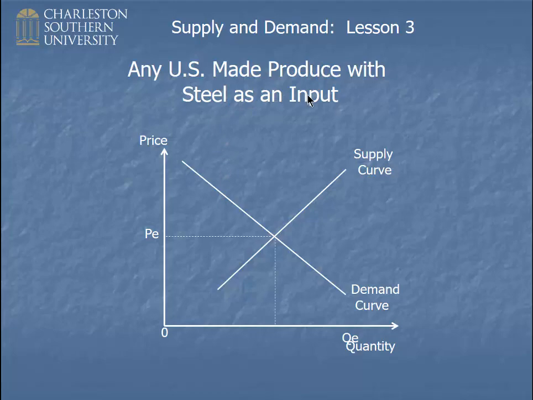Then just think about all those other markets for products where steel is used as an input. It could be anything from the steel used in automobiles to the steel used in buildings or in other kinds of appliances. It doesn't matter. Anything that has steel as an input, the supply curve would shift back to the left. We would establish a new equilibrium here. The demand curve would stay the same. Quantity demanded and quantity supplied would both decrease, and the price would increase.